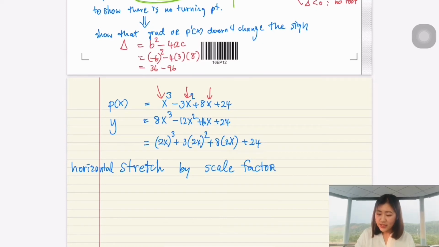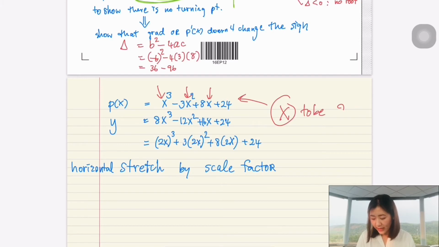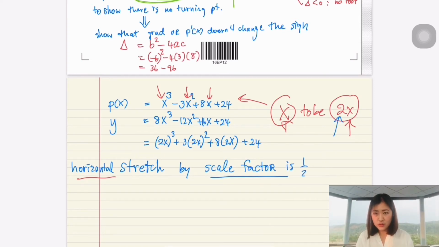Right now you change every x you see to be 2x, okay? Because of its x, so it's horizontal stretch, and because of number 2, so scale factor is 1/2.